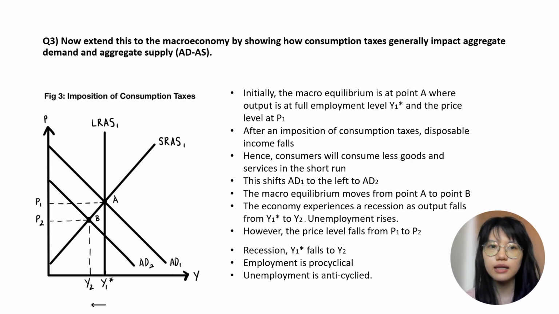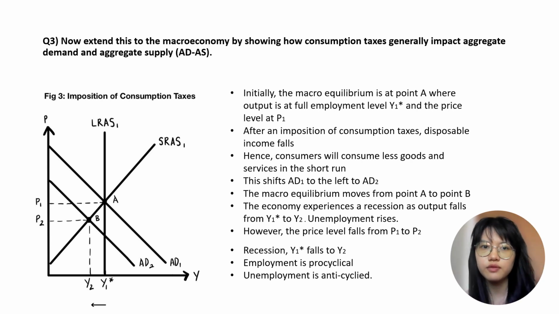As consumption taxes are imposed, disposable income falls for households. In response to reduced disposable income, consumers will cut back on their spending and consume fewer goods and services in the short run. Hence, this shifts AD1 to the left to AD2, which represents a decrease in aggregate demand. Consequently, the macroeconomic equilibrium moves from point A to point B.